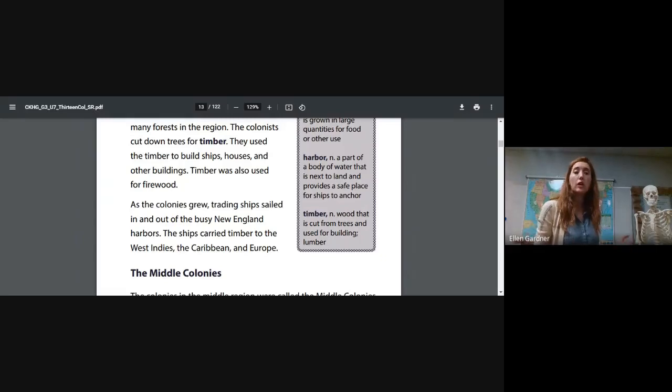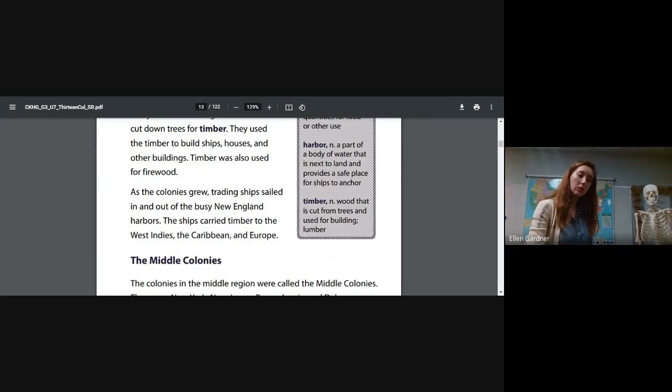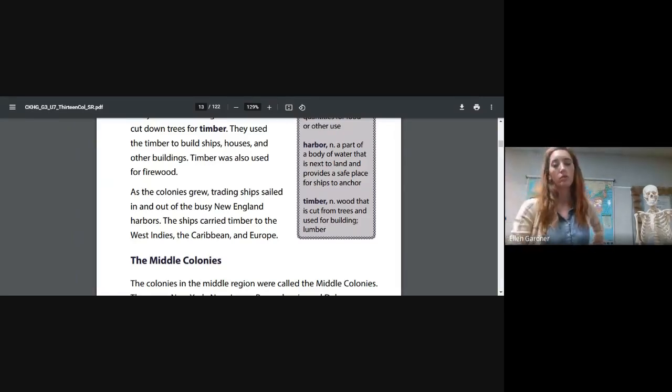As the colonies grew, trading ships sailed in and out of the busy New England harbors. The ships carried timber to the West Indies, the Caribbean, and Europe. So that helps. If they can start trading things, selling it off to other people, then that allows them to have extra money, they can grow wealthier, and they're allowed the money to be able to buy things that they can't make on their own.